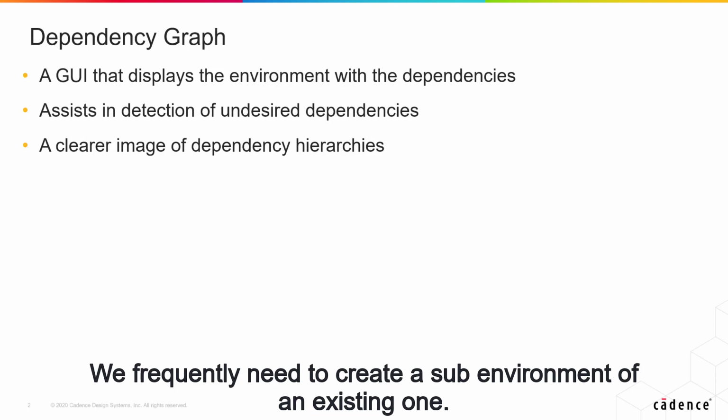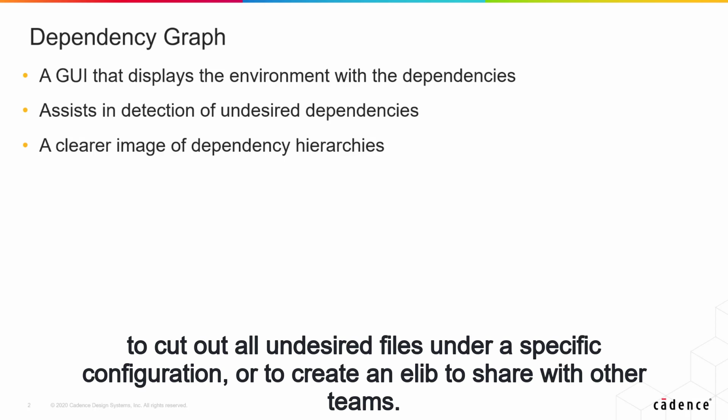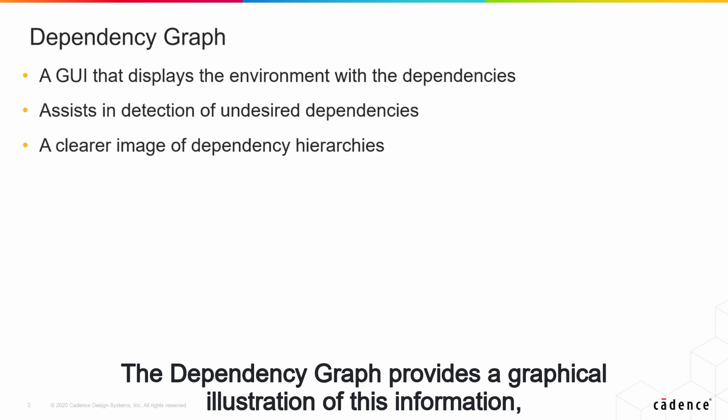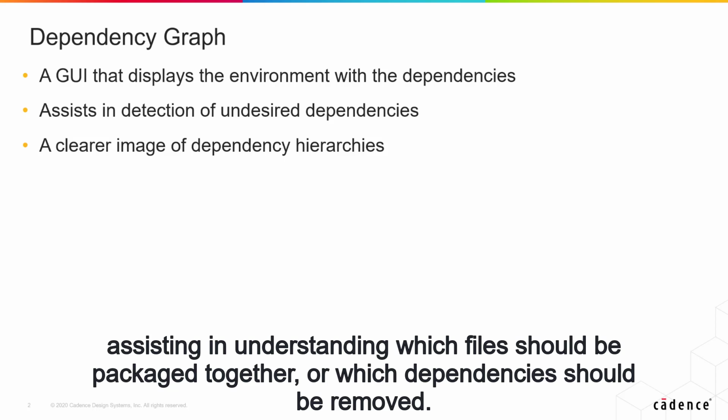We frequently need to create a sub-environment of an existing one, to cut out all undesired files under a specific configuration, or to create an elib to share with other teams. A relatively new utility called the dependency util uncovers the dependencies in the environment in textual format. The dependency graph provides a graphical illustration of this information, assisting in understanding which files should be packaged together or which dependencies should be removed.